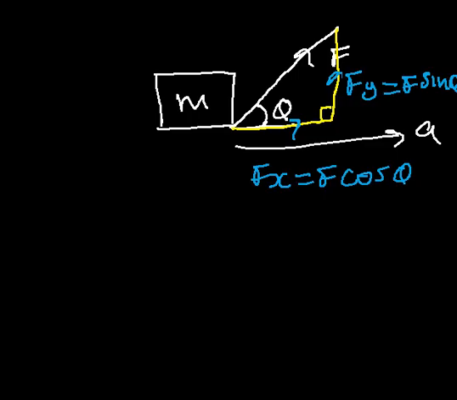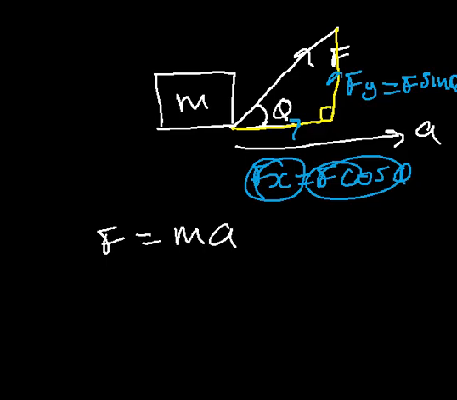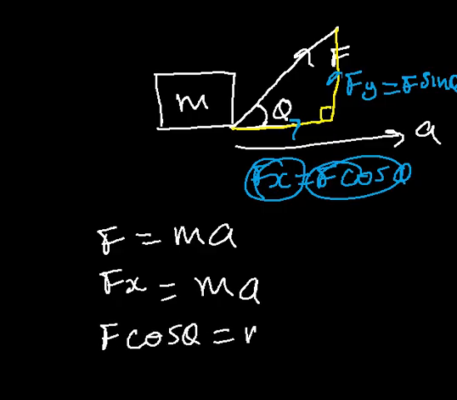Now, as you can see, the force which is acting in the direction of the motion is the x component of the force. Therefore, this is the force responsible for the motion and for the acceleration according to Newton's second law of motion. And what is that force? We have Fx, which is equal to mass times acceleration, which is the same as F cos theta equal to mass times acceleration. So that's how we should have it. Keep that in mind.